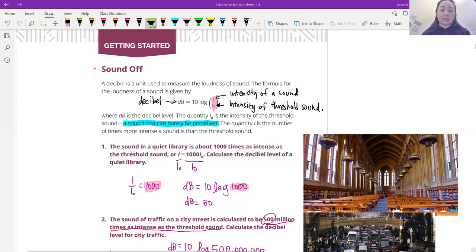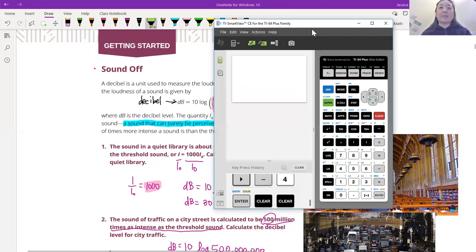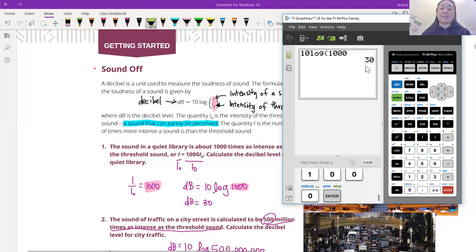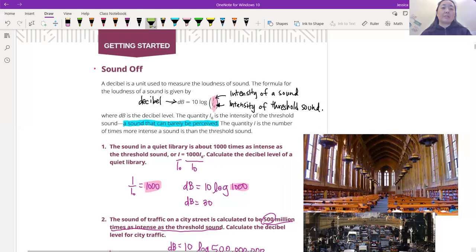And then you're going to get your calculator. Come on, calculator. And you're going to be like, okay, here's 10, and you don't need to put times because it automatically assumes times log of 1,000. Notice we don't have any bases here, so we're just doing that. And then that's going to be 30. So there we go, we have 30 right there. So the decibels is 30.